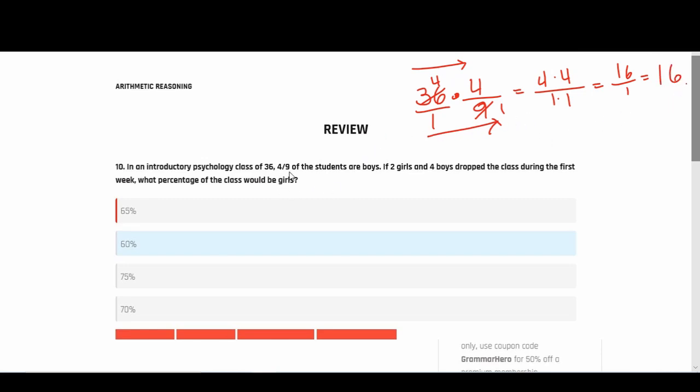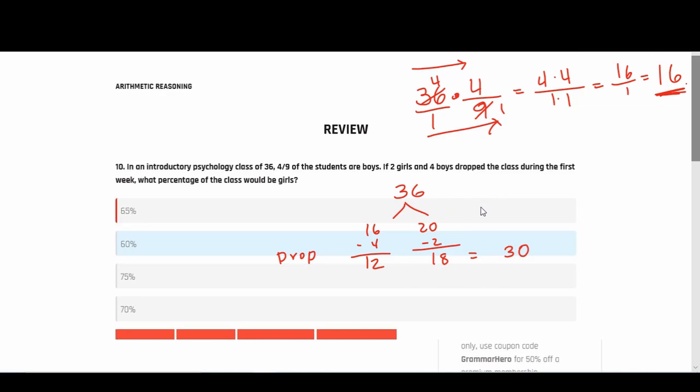Okay, so in other words, if 4/9 of the students are boys and there's 36 in the class, that means 16 are boys. So here's the class at 36. We have 16 boys, and by default, that means there's 20 girls. 16 plus 20 is 36. We're told that 2 girls drop and 4 boys drop. So our new numbers are 18 and 12. Okay, so this is after the drop week. In other words, there are now a total of 18 plus 12 are 30 students in the class, 18 of whom are girls and 12 of whom are boys.